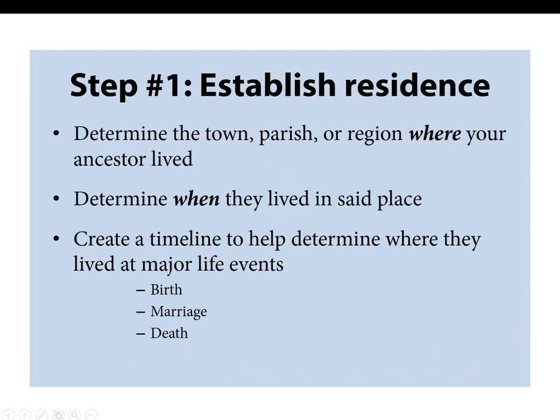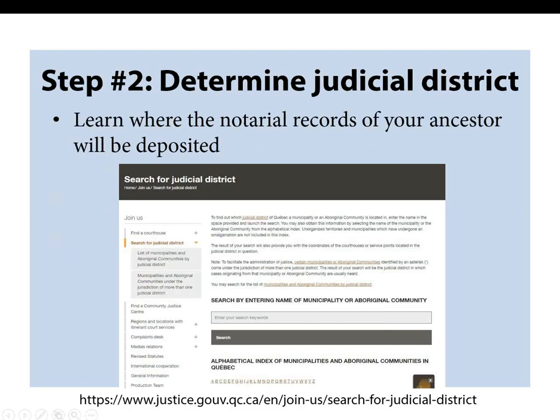So establish residence. Like I said, it's really important to understand where your ancestor was living and when they were living there. Whenever I'm doing any type of genealogical research, I always create a timeline. And it's really important in notarial records because you want to understand where your ancestor was living at some of their major life events. So birth, marriage, and death. 2, determine the judicial district. So once you have established where your ancestor lived, we type in that parish or that town, and we determine the judicial district.